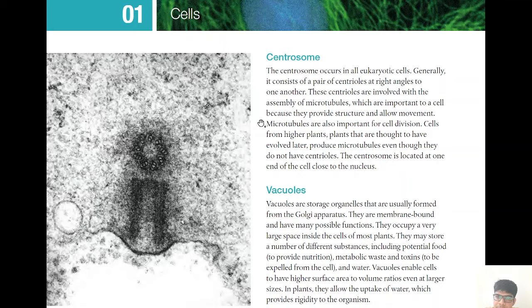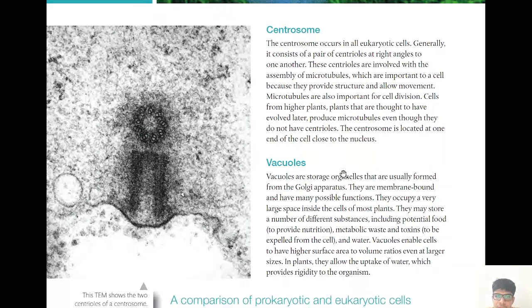Cells from higher plants, plants that are thought to have evolved later, produce microtubules even though they do not have centrioles. Okay, so the plants that came into existence earlier don't have as many functions as the plants that came after. Okay, so the centrosome is located at the end of the cell close to the nucleus.